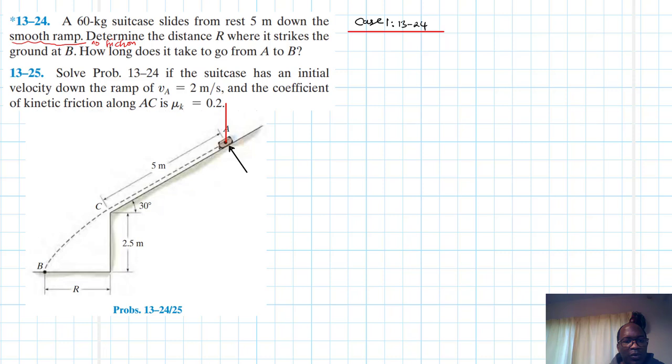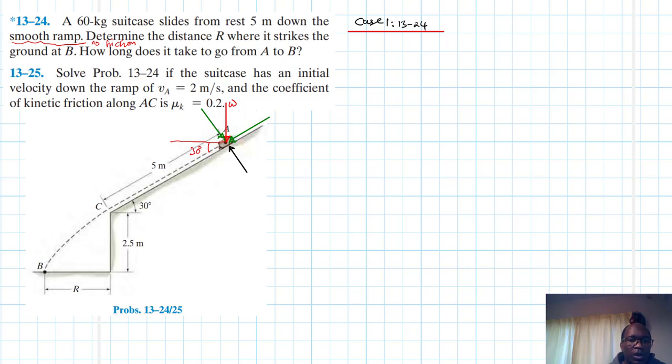We do have the weight. The weight is going to have components. It will have one component in this direction like so, and then another component in that direction like so. Let's call this W. Then let's look at the angles. This angle here with the horizontal is 30, right? This is therefore 60.